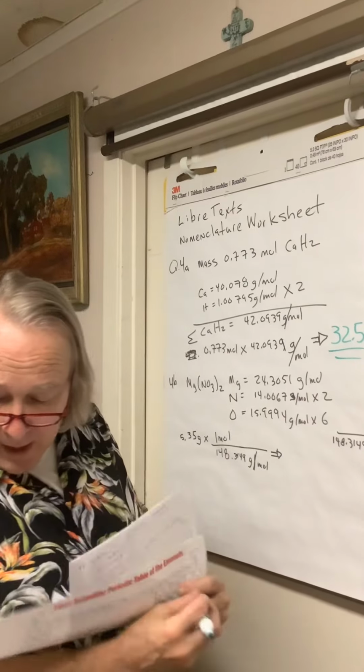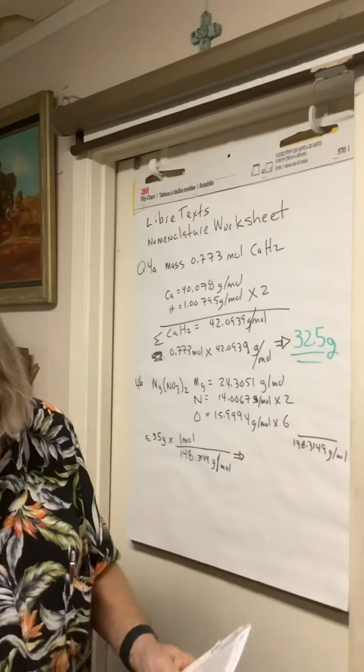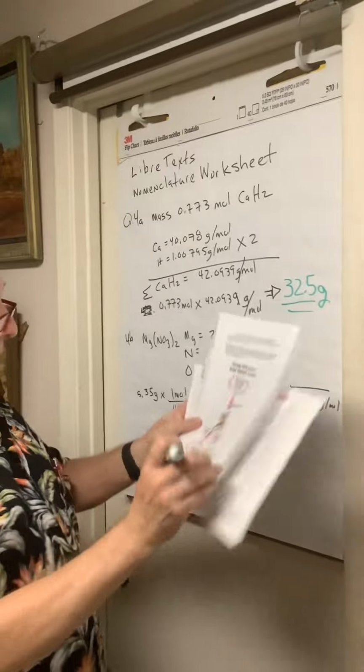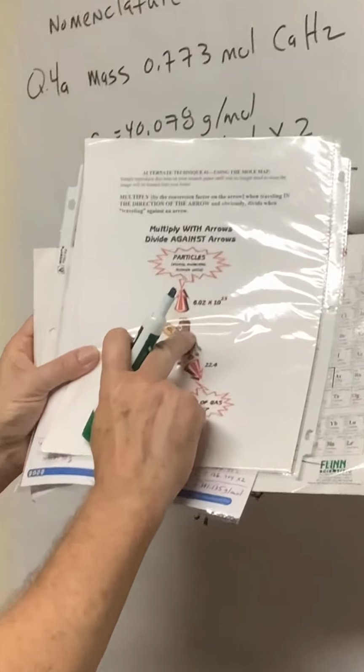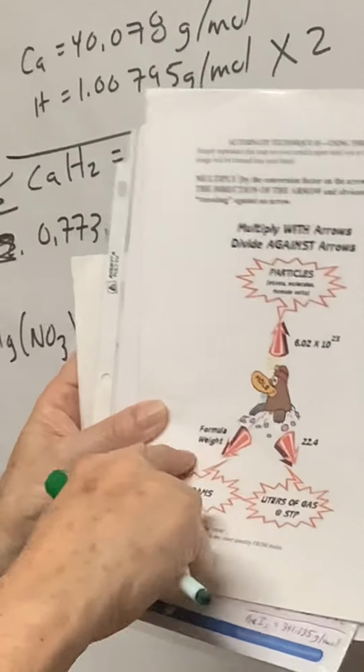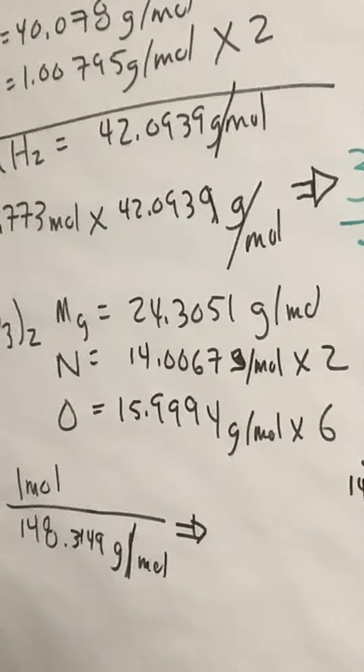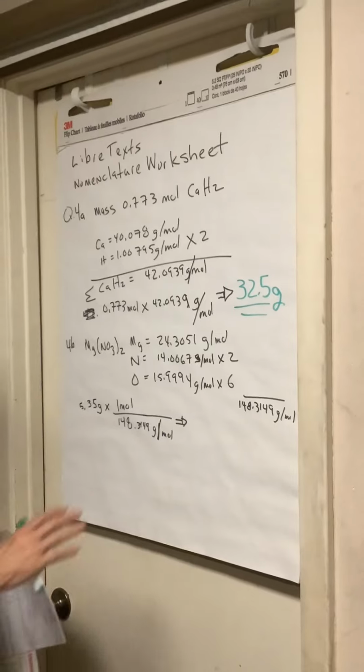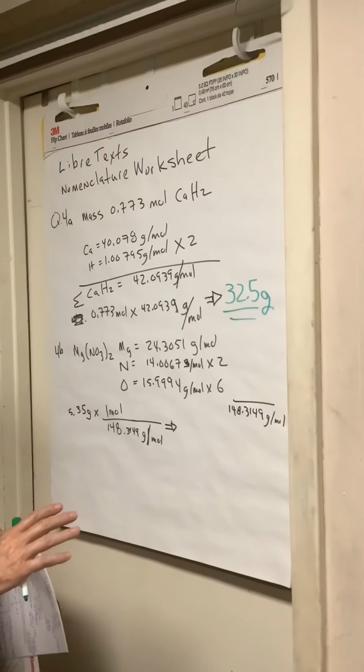So in our mole map, they're giving us the mass in grams, and we want to convert to moles. So this says divide when you're going against the arrow. So this time I'm going to divide by my formula weight. But I'll show you how that works out when I get to the end.